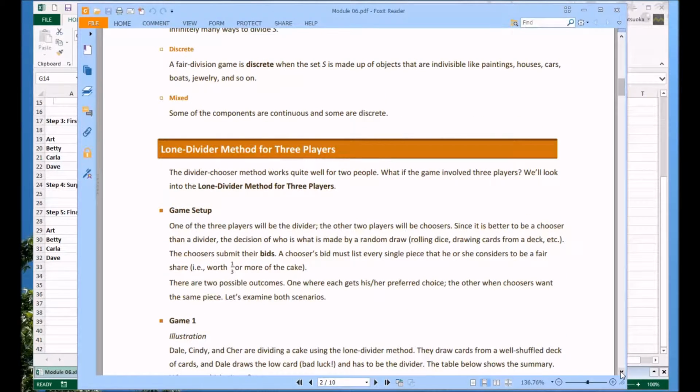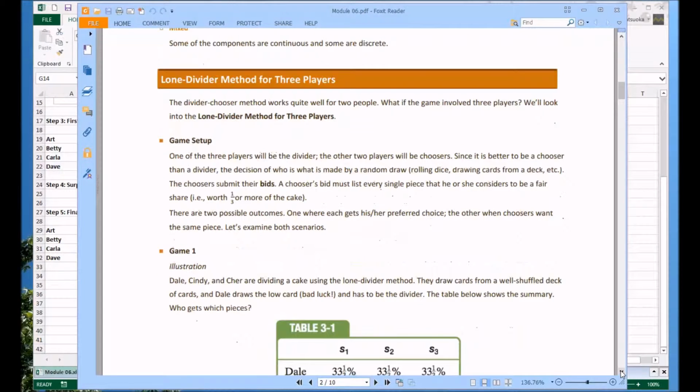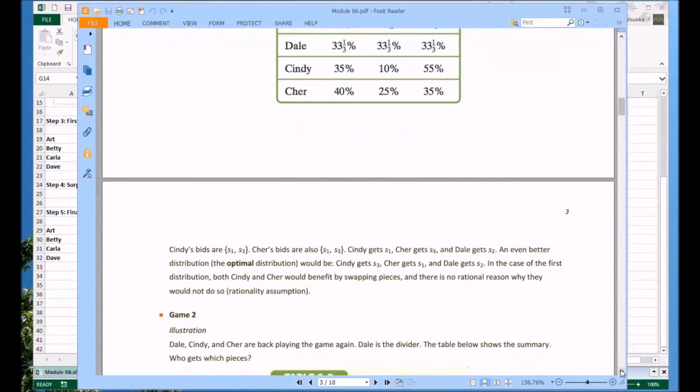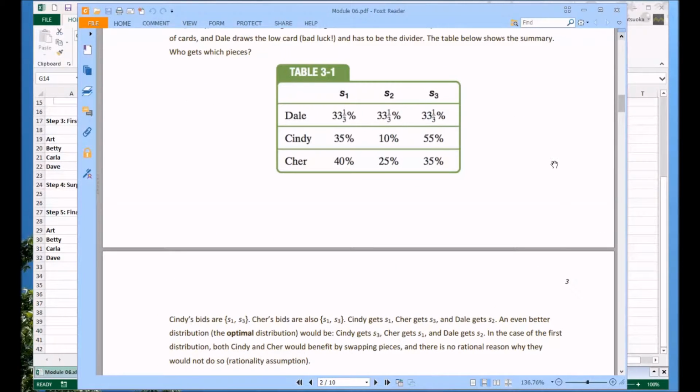The lone divider method for three players is fairly easy. So there's game 1. You can read about that. One thing about game 1 is that Cindy and Cher both want S1 or S3. So it makes sense that Cindy gets either S1 or S3, or Cher gets S1 or S3. But the optimal distribution would be that Cindy gets S3 because she values that at 55%, and Cher gets S1 because she values that at 40%. So that would be the rationality assumption.